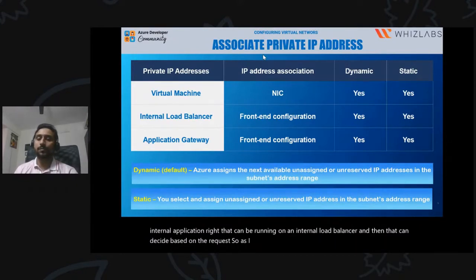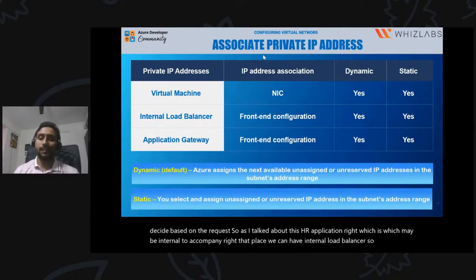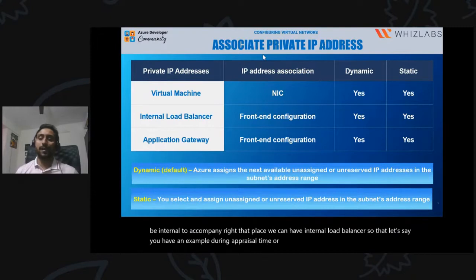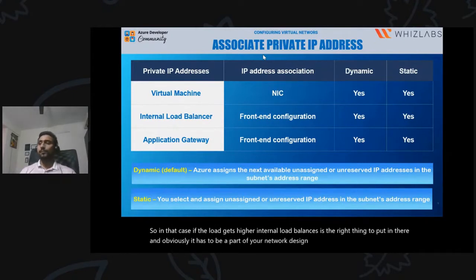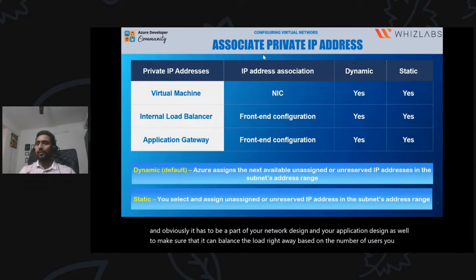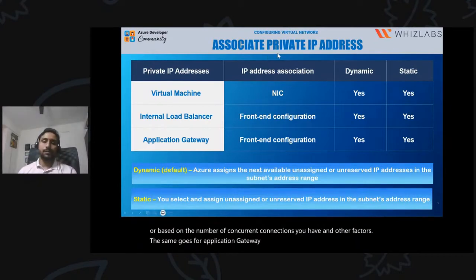So as I talked about this HR application, which may be internal to a company, in that place we can have an internal load balancer. As an example, during appraisal time or during salary days, we try to access it the most, right? So in that case, if the load gets higher, an internal load balancer is the right thing to put in there. And obviously that has to be a part of your network design and your application design as well, to make sure it can balance the load the right way based on the number of users, the number of concurrent connections, and other factors, right? And the same goes for application gateway as well, right? And what's the dynamic and static differentiation, I would say.